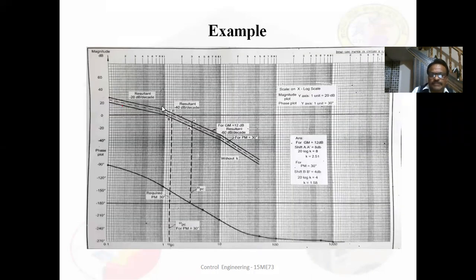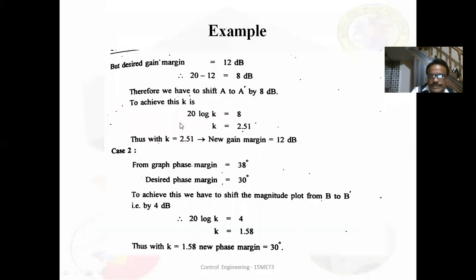To achieve this we have to shift this, B to B dash. B is this one, B dash is this one. So it is shifted 4 dB. Then consider 20 log K is equal to 4 dB. K value is equal to 1.58. Then phase margin is 30 degree, so new K value is equal to 1.58. Then gain margin is 12 dB, new K value is equal to 2.51. Thank you.